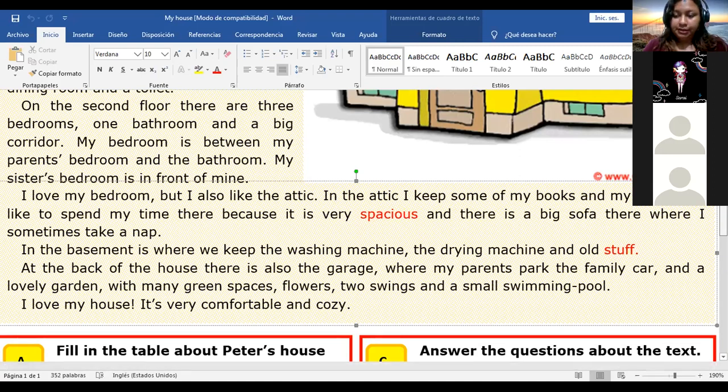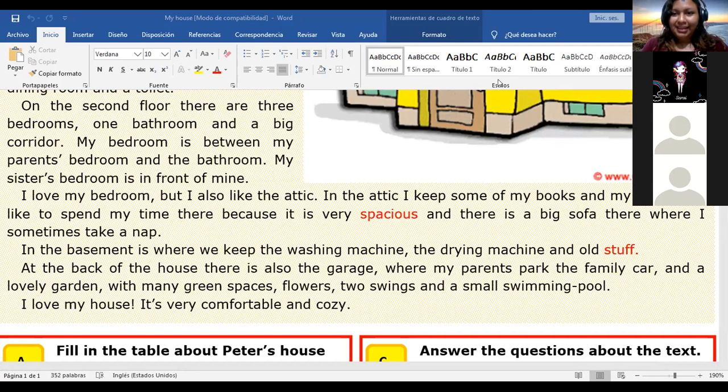How is it spelled? H-U-G-E? So we say huge. Very good. It's in the chat. Huge is similar to big. Enorme. Huge. We say huge. Es un adjetivo. It's an adjective. Okay. What else?